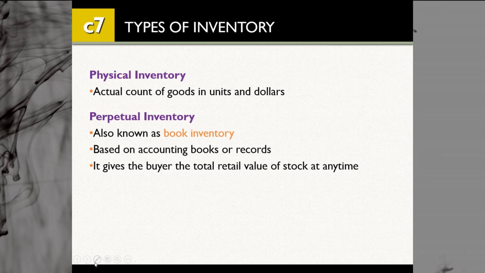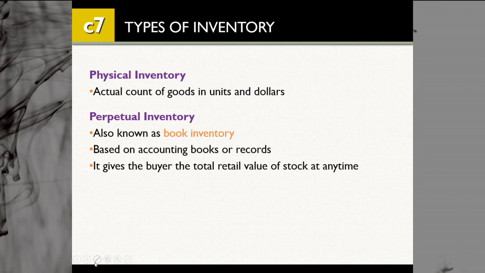The first concept that you have to understand is physical inventory. Physical inventory is also called actual inventory. That is the actual count of goods in units and dollars. And oftentimes this physical inventory is time consuming and expensive because you have to physically check everything, so it takes a while, and hiring people to do all this is expensive. So lots of retailers do this physical inventory check once or twice a year.